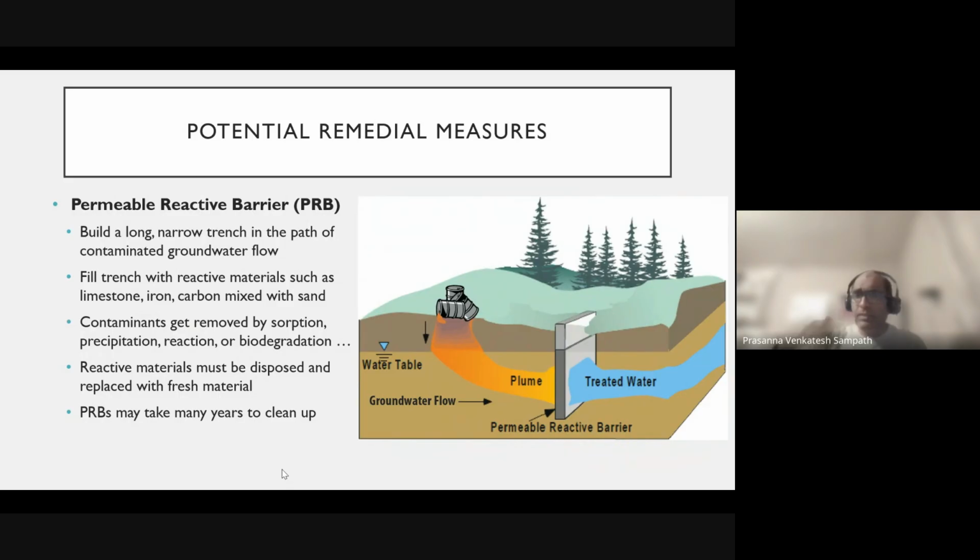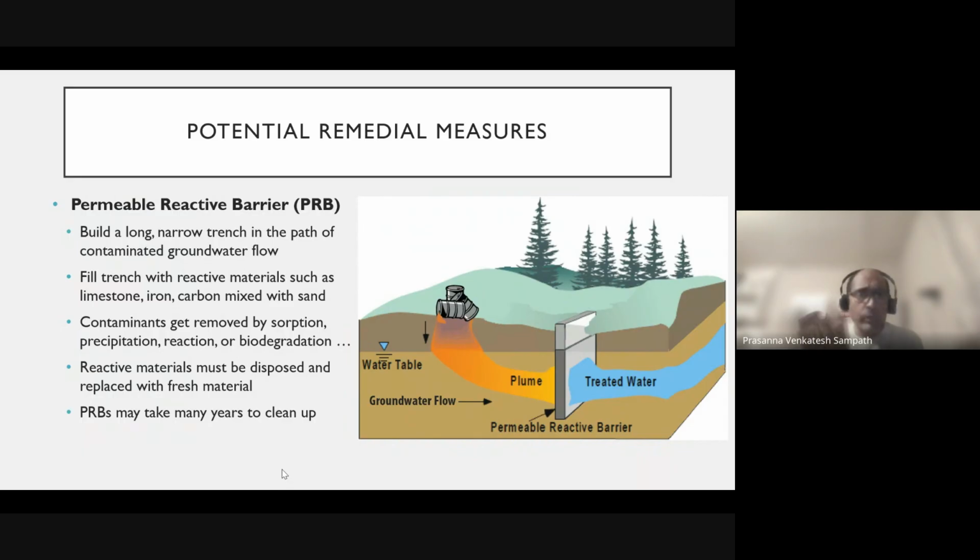And then of course, this barrier that has been placed there, once you fill it in with some material that will react with the contaminant, you also have to replace that material once it loses its efficiency. So you fill in some material, after a certain point it's completely reacted, and therefore it won't have any more efficiency, so you have to remove the used material and replace it with fresh material, so that it will continue to act as an effective measure to remove your contamination.